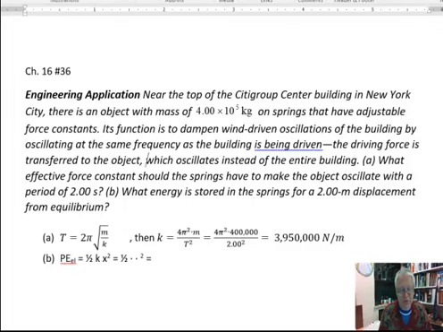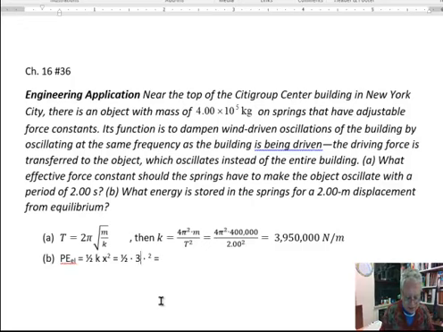So what energy is stored in the springs for this 2 meter displacement from equilibrium? This is the equation that you will find for the elastic potential energy. It looks like kinetic energy, 1/2 mass velocity squared. So this elastic potential energy is 1/2 times spring constant times the displacement squared.